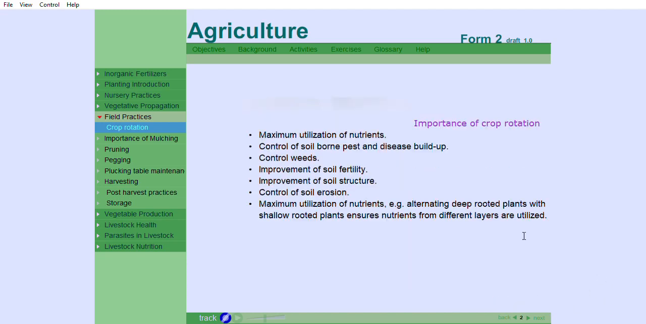Importance of crop rotation: maximum utilization of nutrients, control of soil-borne pests and diseases build-up, control of weeds, improvement of soil fertility, improvement of soil structure, control of soil erosion. Maximum utilization of nutrients, for example, alternating deep-rooted plants with shallow-rooted ones. Deep-rooted plants ensure nutrients from different layers are utilized.